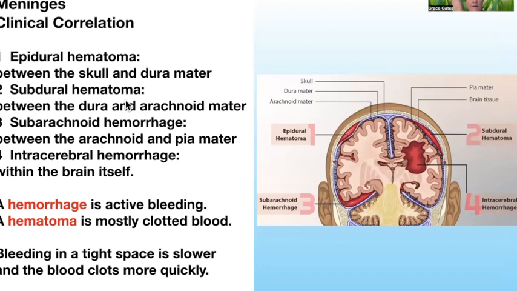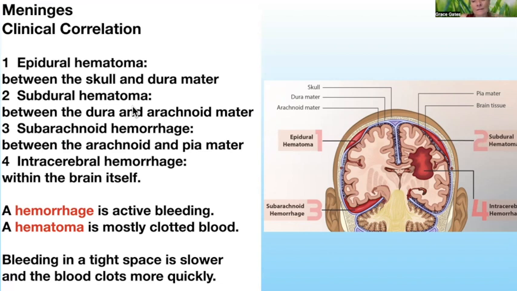Now, a word on the difference between a hemorrhage and a hematoma. A hemorrhage is active bleeding, and a hematoma is mostly clotted blood or completely clotted blood. Bleeding in a tight space is slower and the blood clots more quickly. So if we look at an epidural hematoma, because it's in the tight space between the dura mater and the skull, it clots pretty quickly, perhaps not quickly enough, but more quickly than some of the other places that bleeding can occur. Okay, because of where it is.